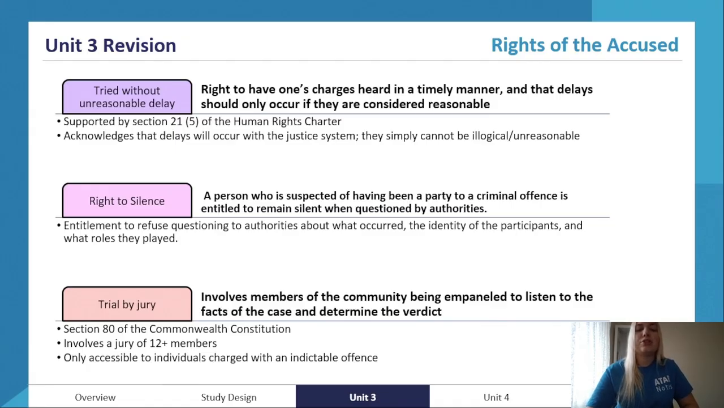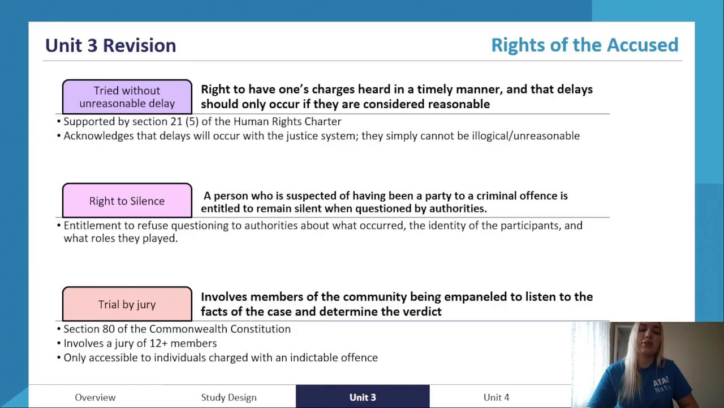And lastly, the trial by jury, which involves members of the community being impaneled, randomly selected from the electoral roll, from enrolled citizens that have to vote, and they have to listen to the facts of the case and determine the verdict of guilty or not guilty, or liable or not liable within the civil justice system. Jury within the criminal justice system involves 12 members, whereas in civil, they're very rare. Only if one party has elected to have a jury, and they usually have to pay for it as well. And they will have only 6 members.